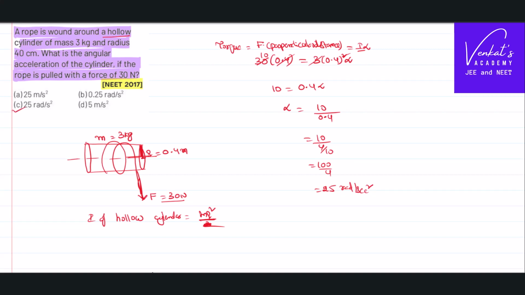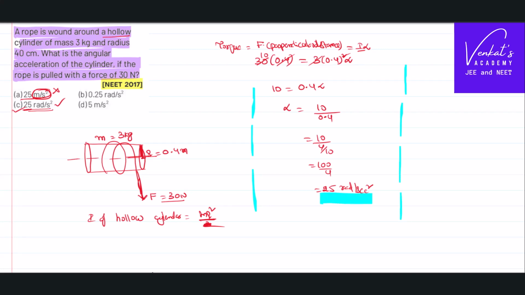Be careful, it is angular acceleration, right? So it will have radian per second square, not meter per second square. See, the person is careful in giving both the answers as 25, but the units are different. Meter per second square is a linear acceleration, but being an angular acceleration, it shall have a unit of radian per second square, not meter per second square. That's how we solve the problem.